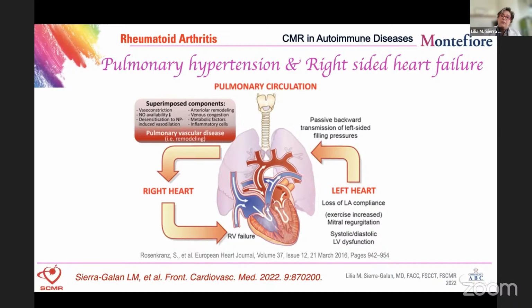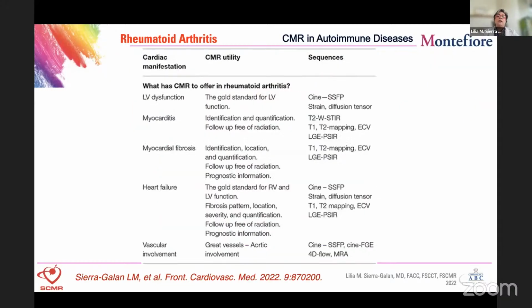The pulmonary hypertension and the right-sided heart failure are a consequence of all those findings, all those mechanisms that I just mentioned, and this increases a lot the risk of these patients. So what has CMR to offer in this disease?